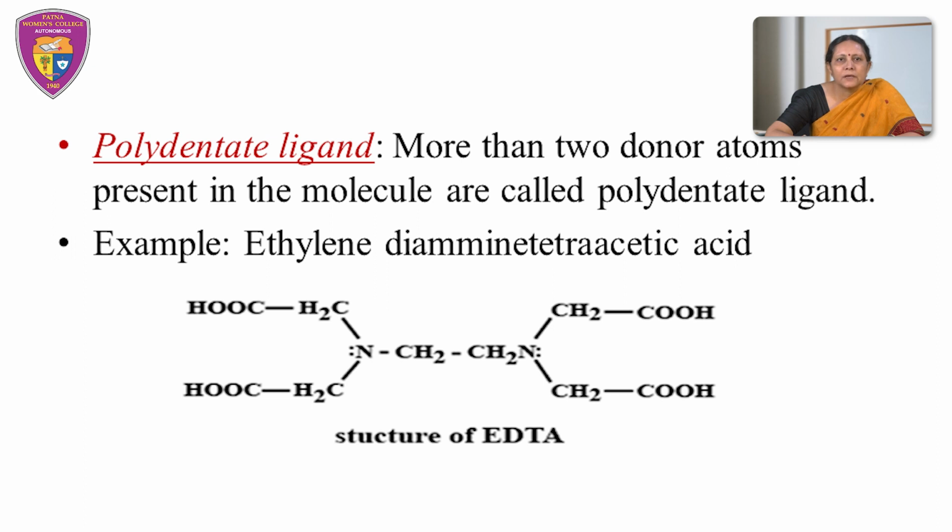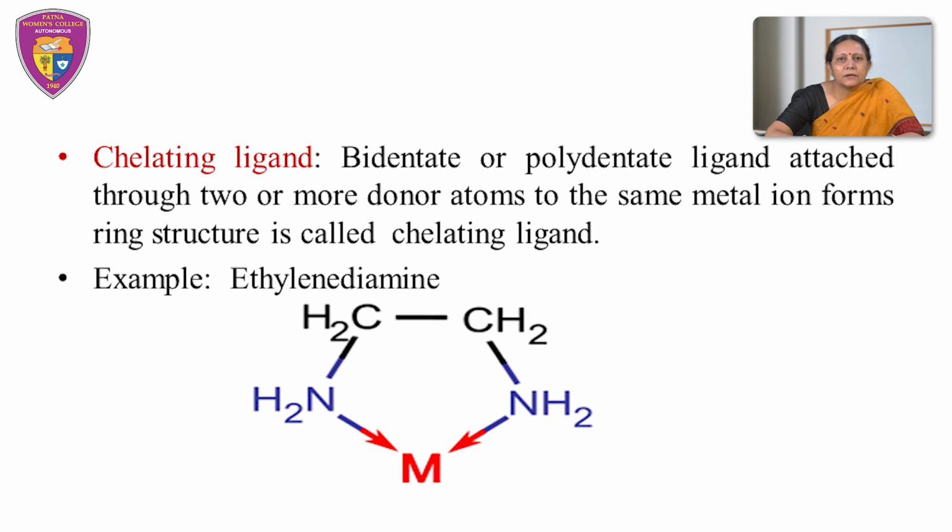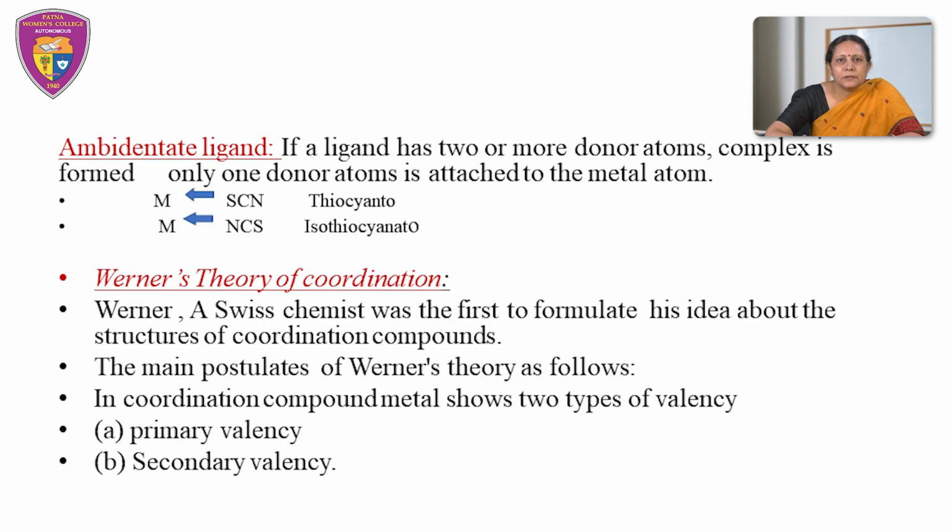Polydentate ligands: more than two donor atoms present in the molecule are called polydentate ligands. For example, ethylenediaminetetraacetic acid binds through 2 nitrogen and 4 oxygen atoms of the acid groups to a central metal ion. Chelating ligands: a bidentate or polydentate ligand attached through 2 or more donor atoms to the same metal ion, forming a ring structure, is called a chelating ligand. For example, ethylenediamine. Next is the ambidentate ligand. If a ligand has 2 or more donor atoms, when the complex is formed only one donor atom is attached to the metal atom. For example, thiocyanato, in which the sulfur atom is attached to the metal. In isothiocyanato, the nitrogen atom is attached to the metal.